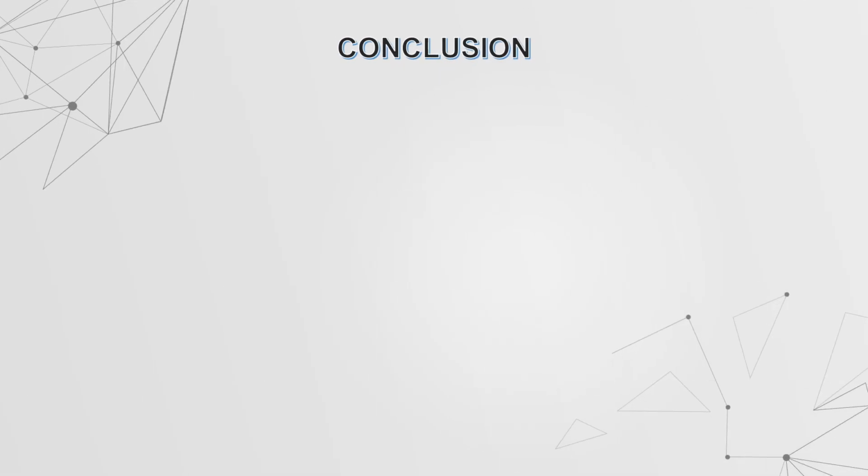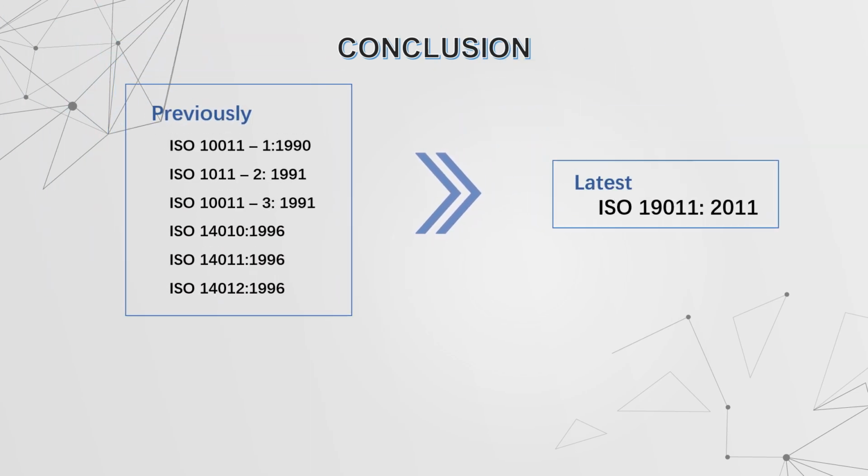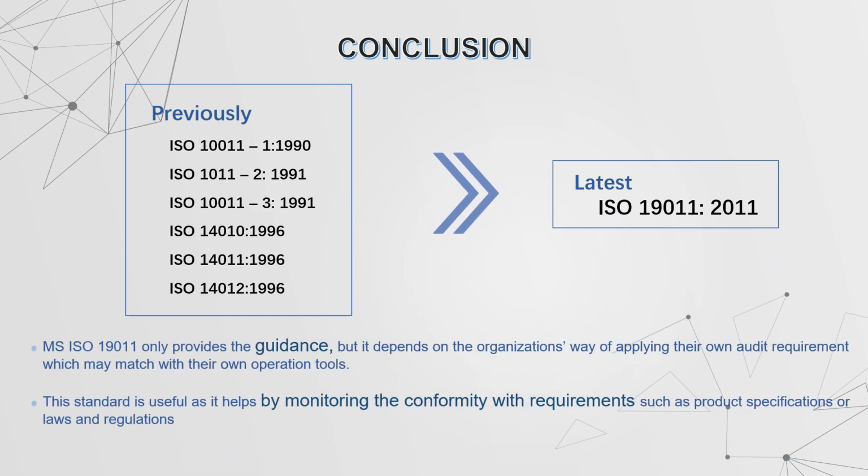In the conclusion, the previous 6 different ISO standards have been compressed and simplified to the latest one, ISO 9011:2011. It's worth noting that the ISO 9011 only provides the guidance, but it depends on the organization's way of applying their own audit requirement, which may match with their own operations too. This standard is very useful as it helps by monitoring the conformity with requirements such as product specifications or laws and regulations.